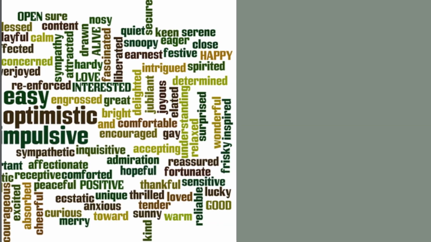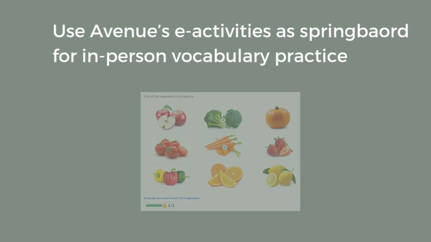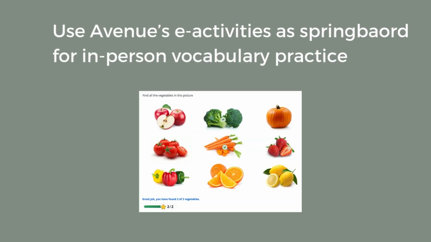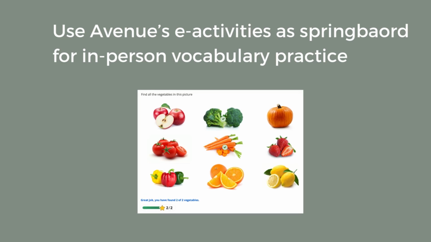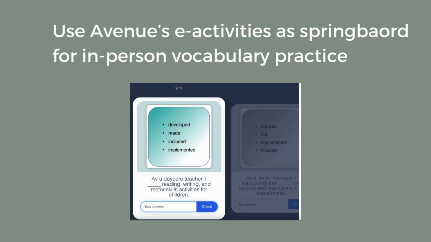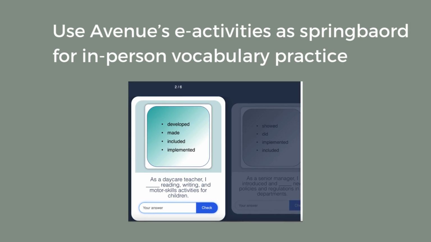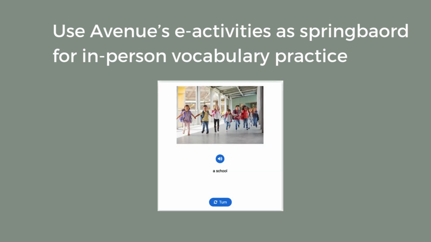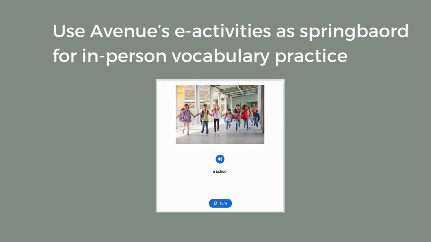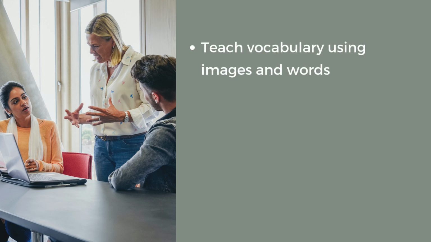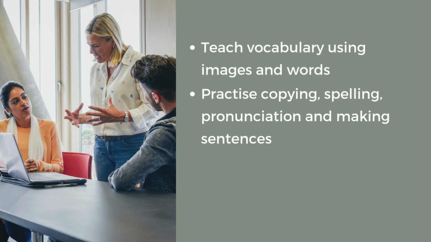Expanding vocabulary. Avenue has many types of activities ideal for teaching vocabulary, for example, H5P vocabulary cards, or vocabulary games such as a memory game, matching, or image hotspots. Use images and words from those activities as a springboard for in-person activities, for example in exercises dedicated to copying, writing, and making sentences. Use TPR, total physical response, to accompany the vocabulary and sentences practiced.